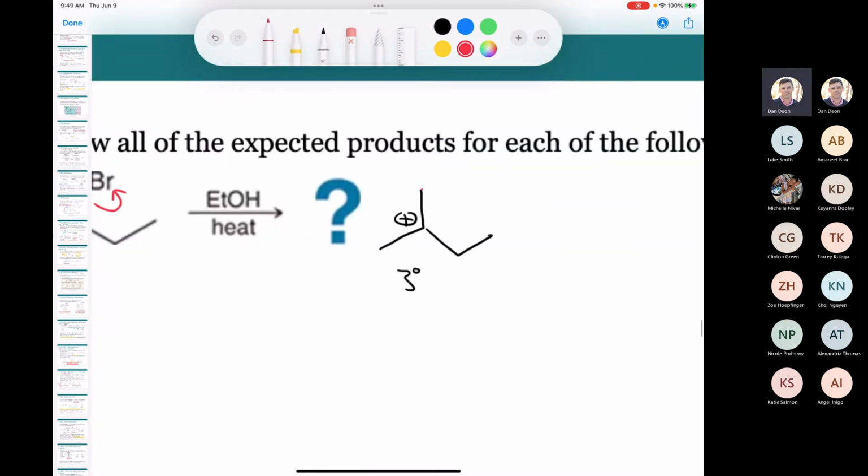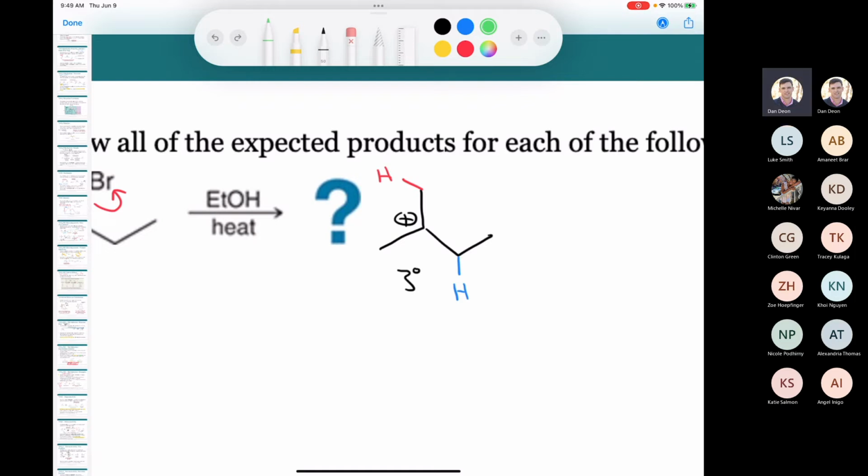I can rip off this beta proton, or I can rip off this beta proton. Now, if you're saying, well, Mr. Dean, I thought you said there was two types of beta protons here. There are, but there's no cis or trans to speak of here because you have two methyl groups here. So we don't have to worry about cis or trans. We just have to worry about the Hofmann and the Zaitsev.